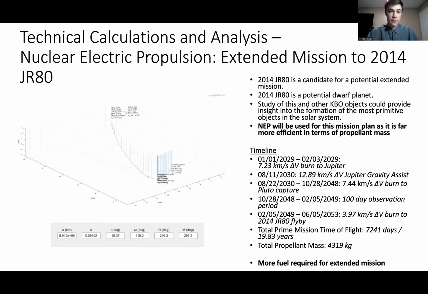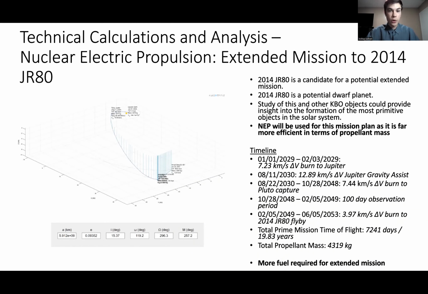As stated before by James, we will be using a 1 impulse maneuver following the 100-day observation period at Pluto. Leaving Earth, our spacecraft will have a C3 of 128.8 kilometers squared per second squared and roughly 2,500 kilograms of fuel. And then when the spacecraft reaches Pluto, it will have roughly 847 kilograms of fuel remaining, which will be more than enough to complete the impulsive maneuver to fly by 2014 JR80.